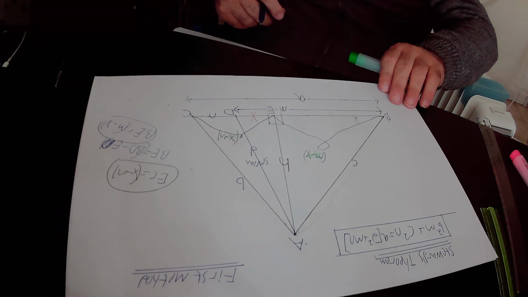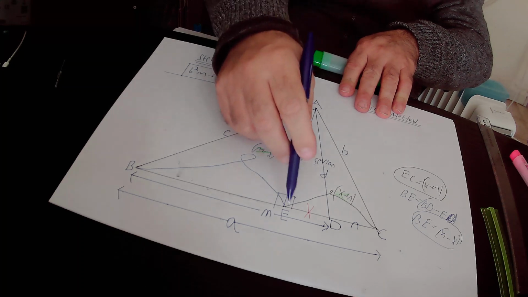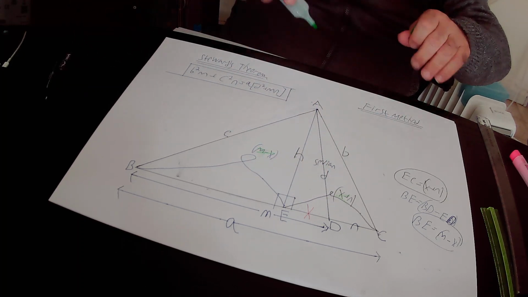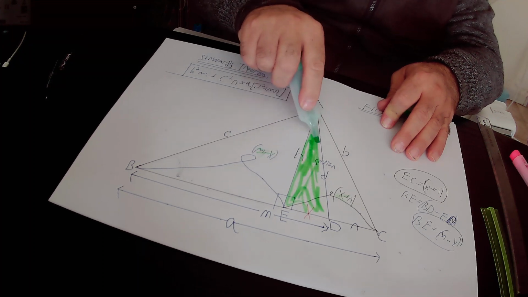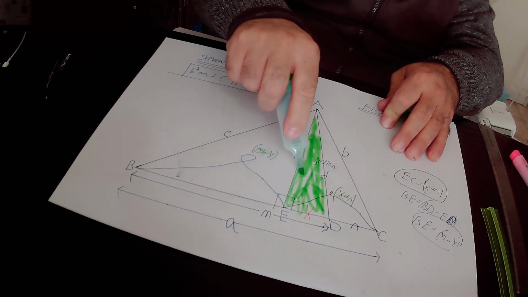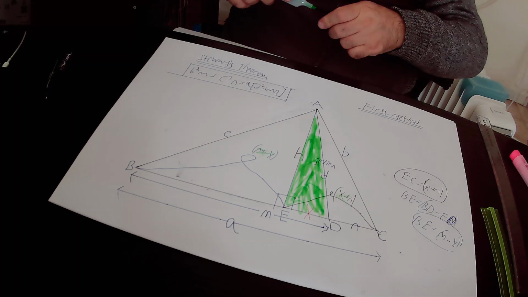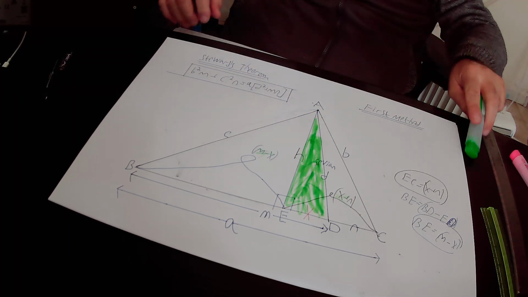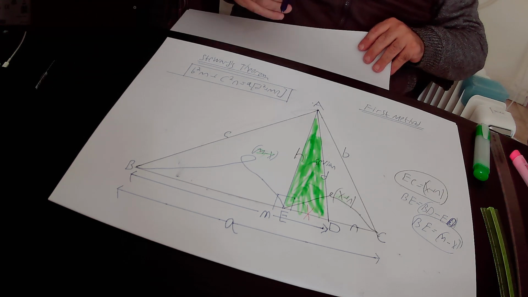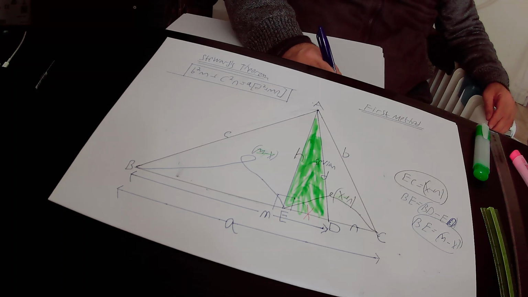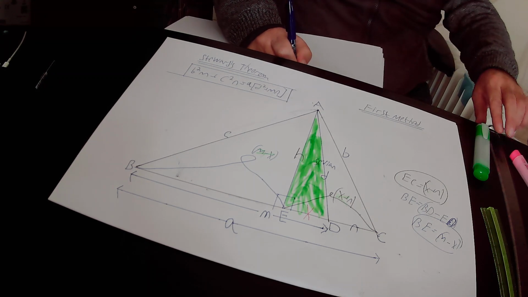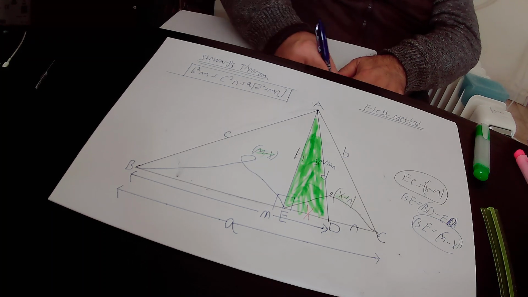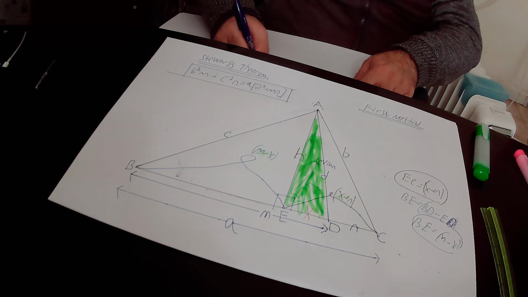In the next step, we will implement the Pythagoras theorem on the right triangle, triangle AED. Repeat again, we will implement the Pythagoras theorem on the right triangle, triangle AED. In the right triangle AED, first of all, the Pythagoras theorem states that in any right triangle, the square of the hypotenuse equals the sum of the squares of the perpendiculars.